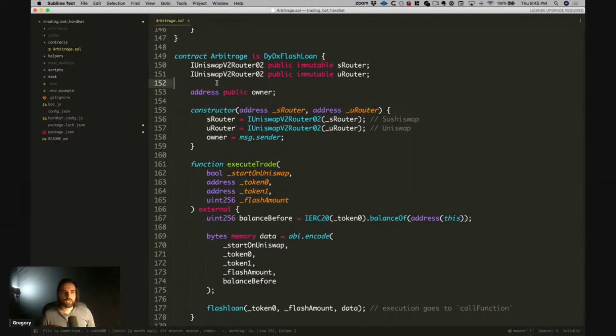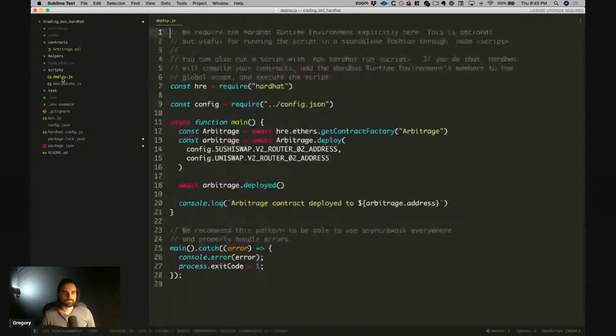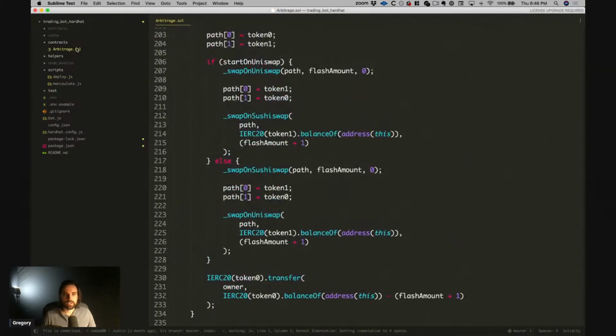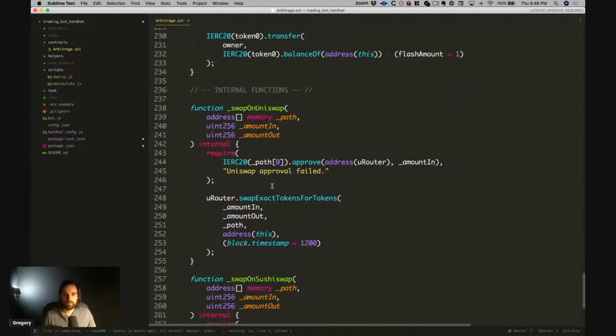Now, where do those addresses come from? Well, let's look at our scripts. So here's the deploy.js file. This is the script that puts the contracts on the blockchain, and basically we get the arbitrage contract. We call deploy, and we pass in the address for the SushiSwap router and the Uniswap router. Okay, and that's what goes into these. Let me just open this in a new tab. That's what goes into these.